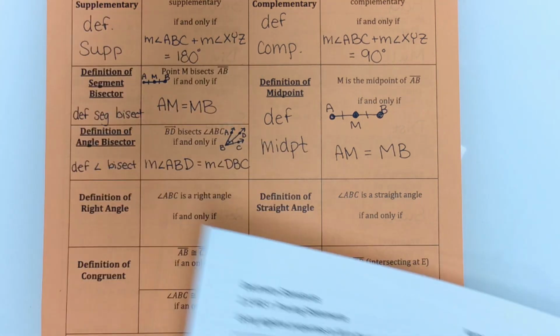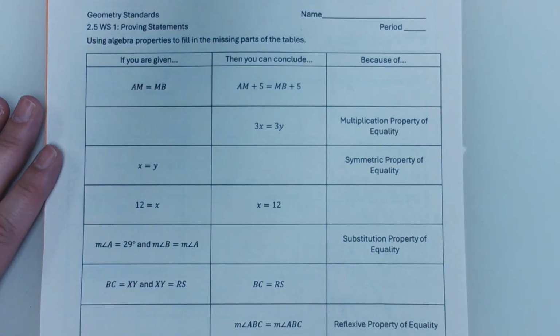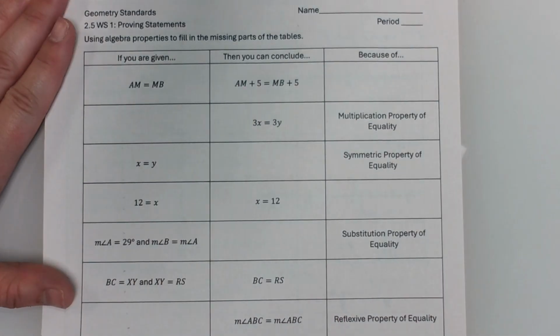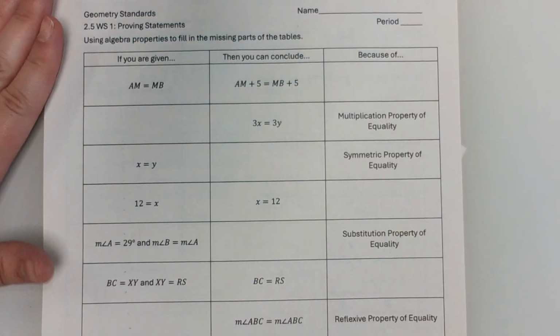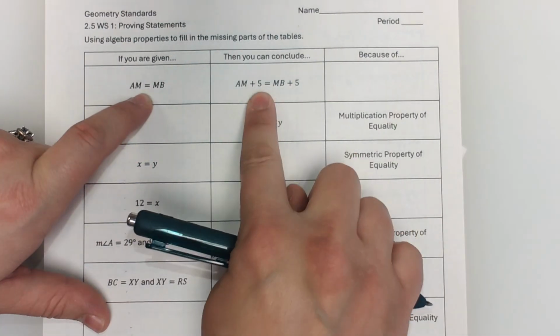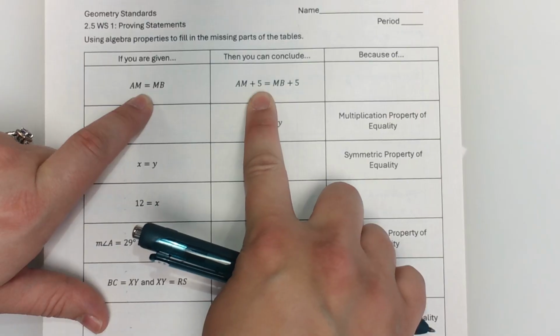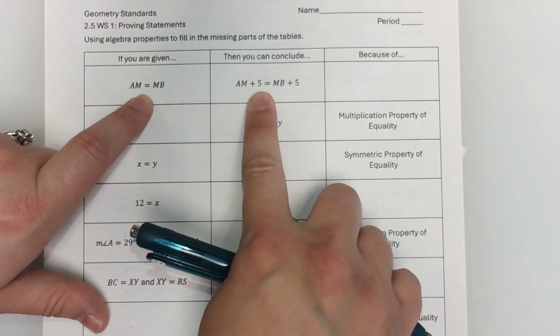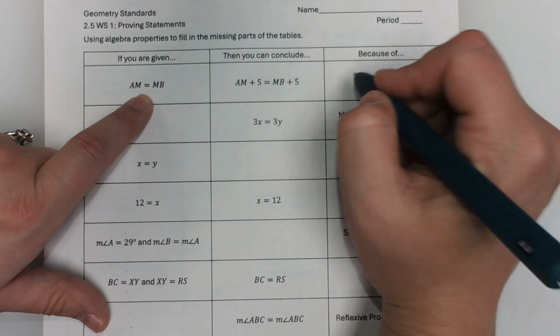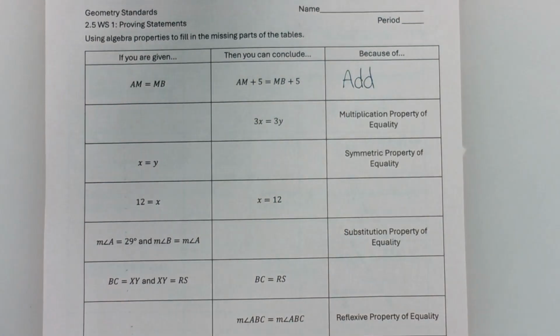So we did this in our notes, but we did it in a slightly different structure, so I just want to make sure that we're 100% clear on what we're doing. The first column is what you start with, the second column is what it changed into. The third column is the property. If I started with AM equals MB and it changed into AM plus 5 equals MB plus 5, what is the change that you see happened? Add 5. What property says we can add 5 to both sides? Addition property of equality, add. That's what I'm looking for.